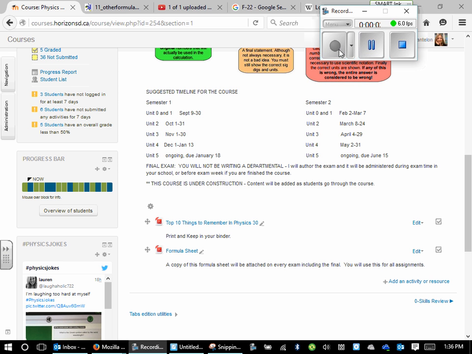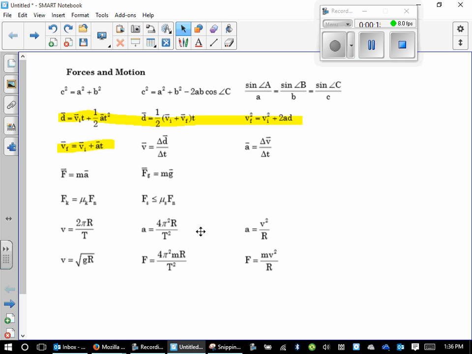So today we're looking at formulas we're going to use with constant acceleration. You should have a copy of your formula sheet. If you click here, you'll get a copy of your formula sheet, and that will show you all the formulas we're going to use for forces in motion. And we're going to key in on these highlighted ones right here.